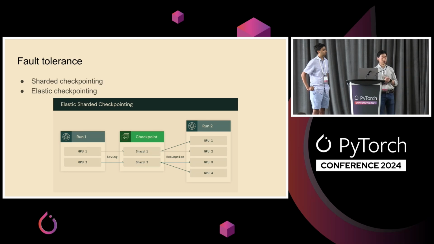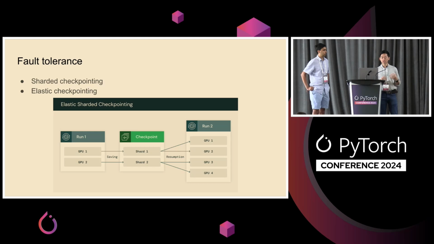Then we go on to elastic checkpointing. In this case, elasticity means you can vary the number of GPUs you're resuming on compared to what you saved on. Commonly, this is because, let's say you start off with a cluster of 1,000 GPUs, a couple of nodes die, and now you're suddenly left with 900 GPUs. You need to be able to keep training on those 900 GPUs and not have to wait for 100 more GPUs to come online before you can resume your training.